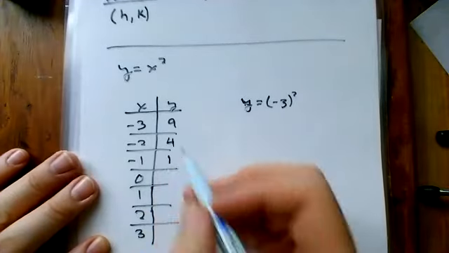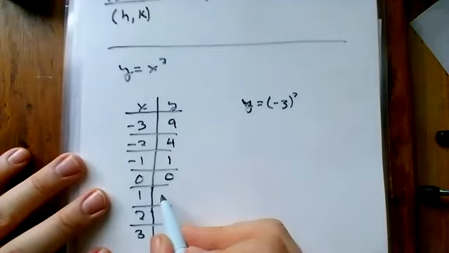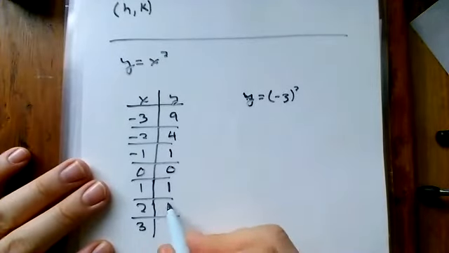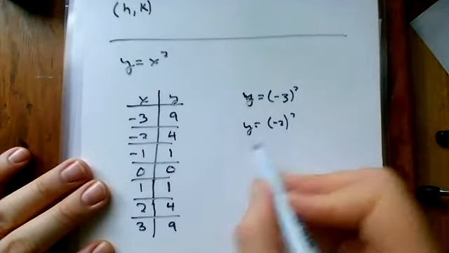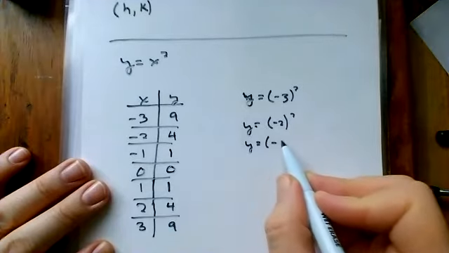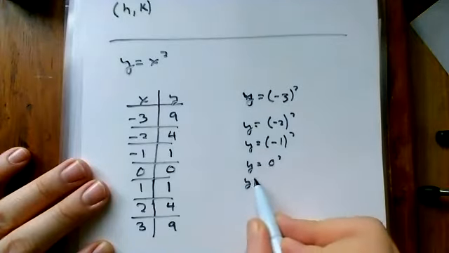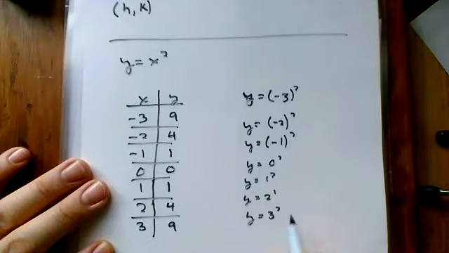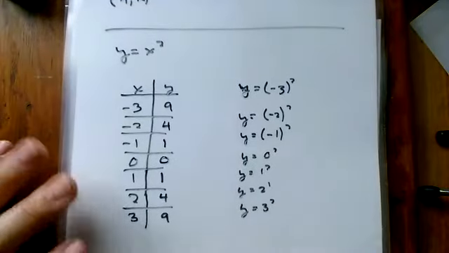So we seem to be going down. 0 squared, 0, still going down. And then 1 squared is 1. Now it's moving back up again. 2 squared, 4. 3 squared, 9. So, like I said, we always start with the easy stuff. And now let's go ahead and graph this.